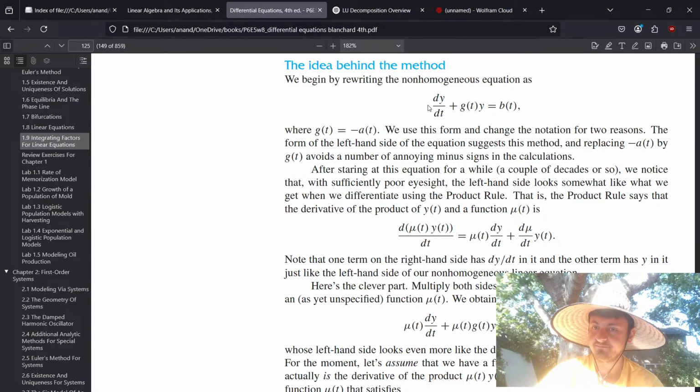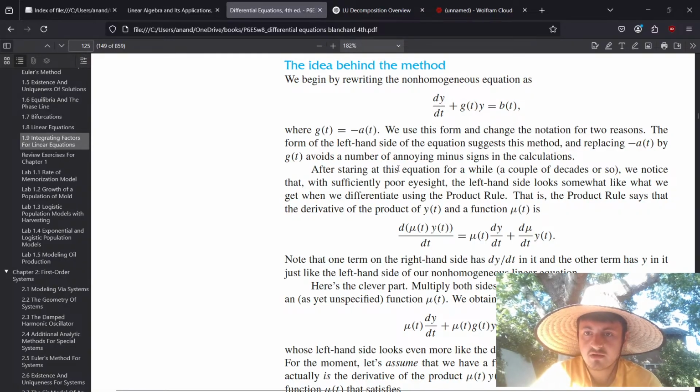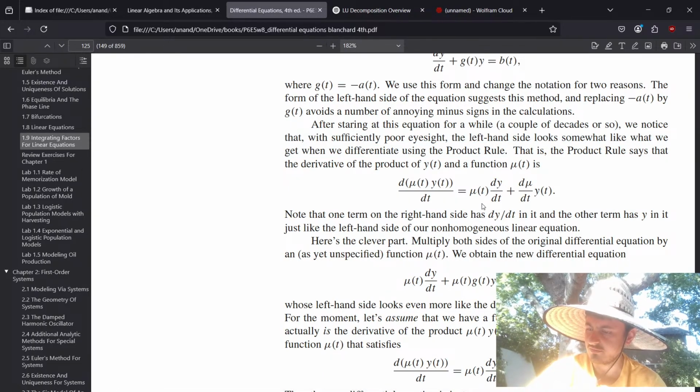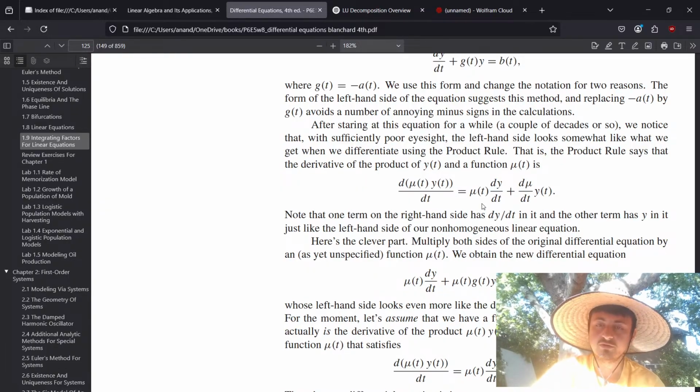if you squint at it, this sort of looks like a product rule. It's just missing some stuff. So just to remember the product rule: if we have u of t, y of t, I'm not going to call it mu because it's too annoying to write, I'm just going to call it u, and we take d dt of this, it's going to be equal to u prime y plus y prime u. Okay?